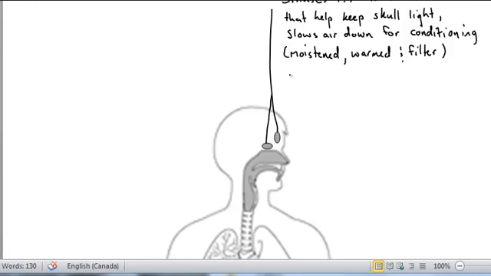And one more thing, it helps resonate our voice. So it helps make us better able to project our voice.